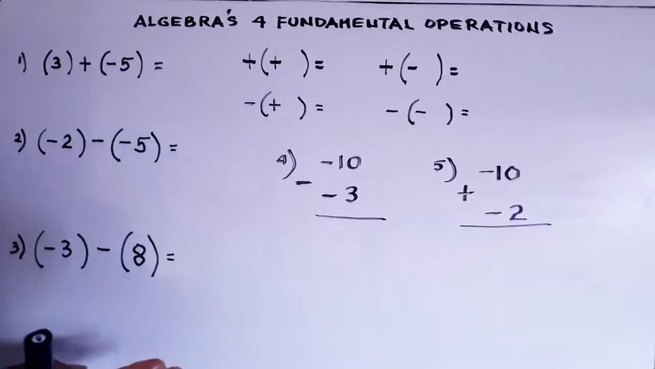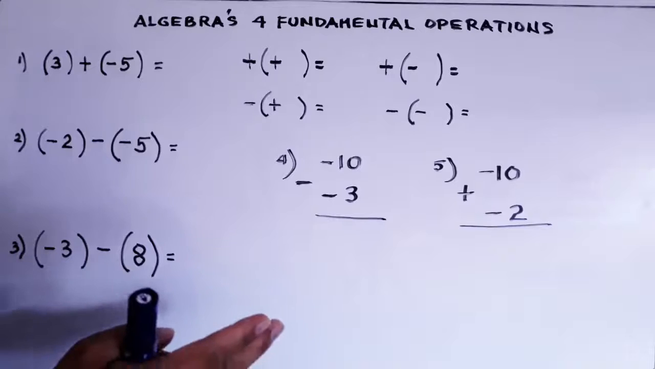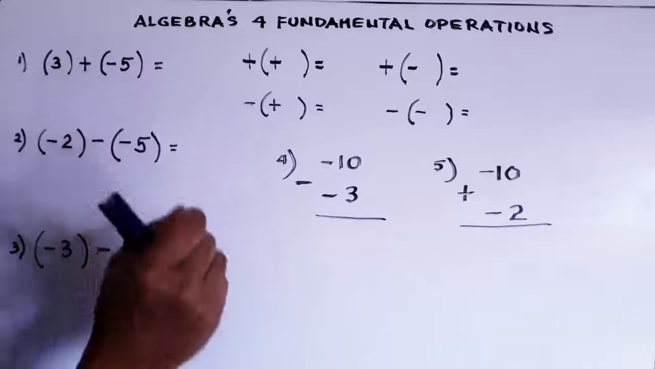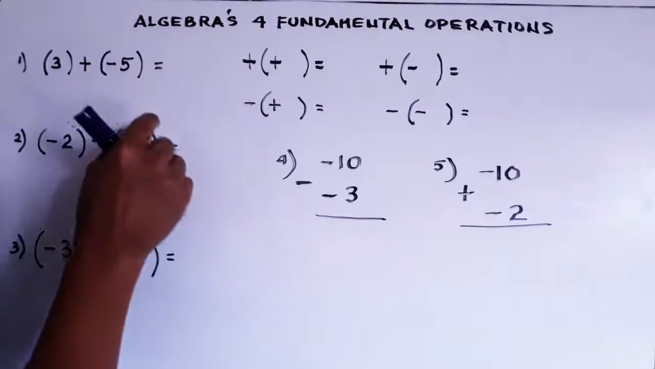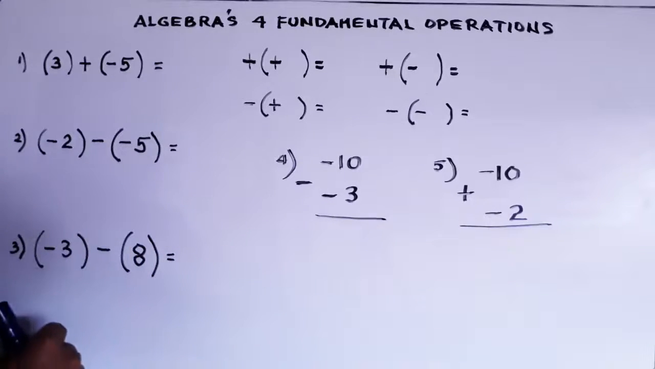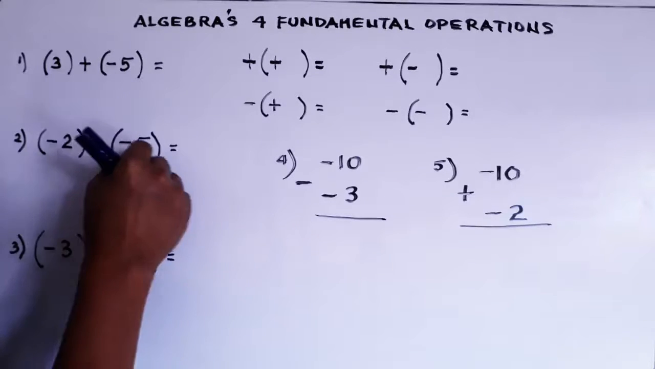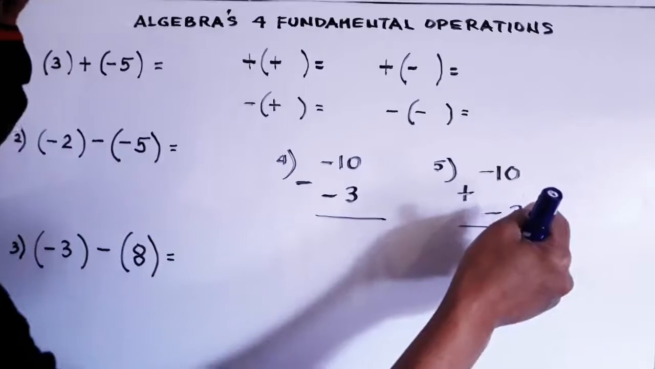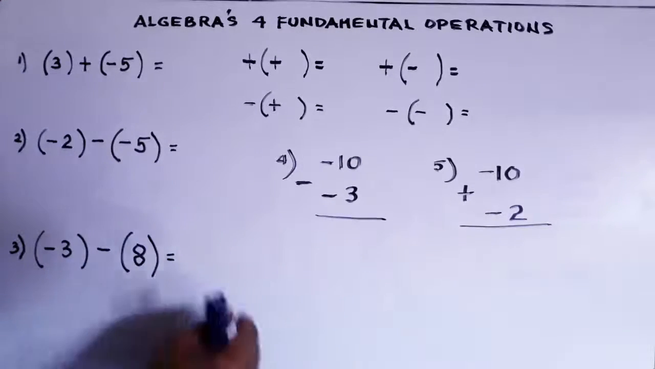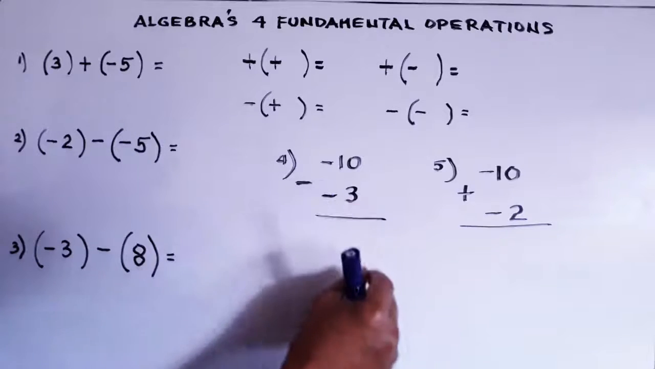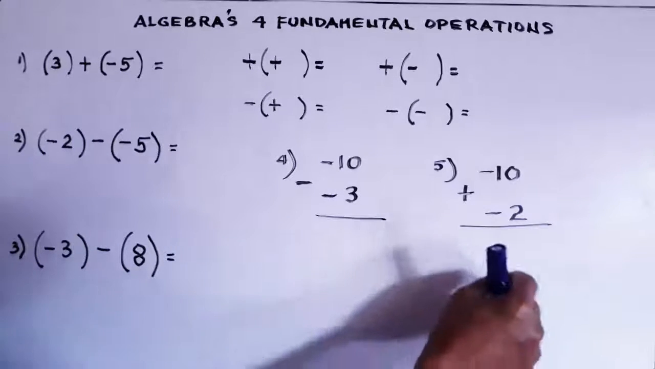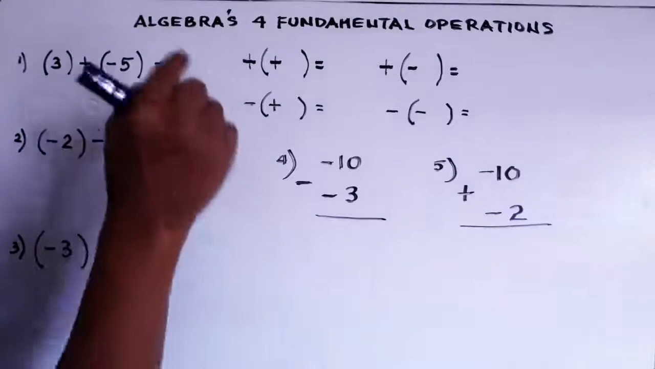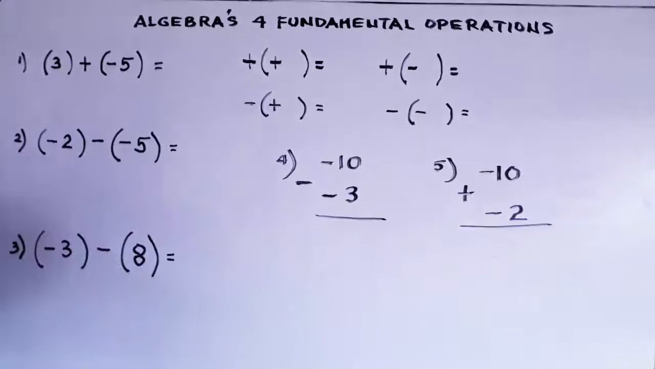In addition, we know that we add like signs and subtract unlike signs. Now in addition and multiplication, there is a problem when it comes to negative signs. In addition, a negative added to another negative gives a negative answer. But in multiplication, a negative times another negative will give us a positive answer. And that is what confuses our learners about addition and multiplication.